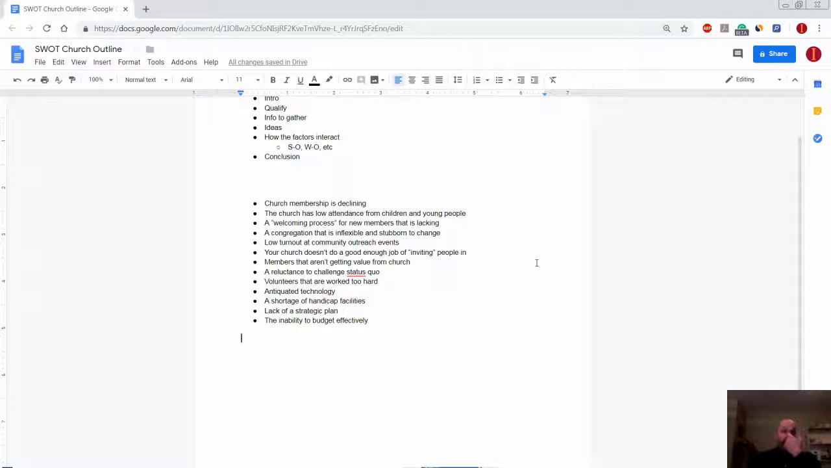Members that aren't getting value. Okay, if they're just coming out of obligation, feeling like it's a burden almost, or an obligation, then that's going to give you trouble, probably sooner than later. A reluctance to challenge the status quo could be a weakness. Volunteers that work too hard, because you have low turnout for volunteer efforts.